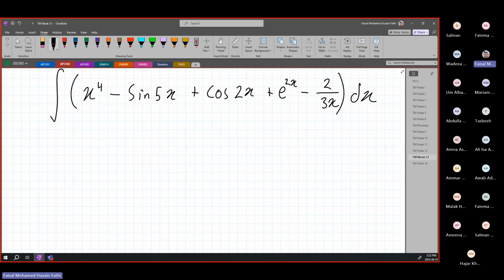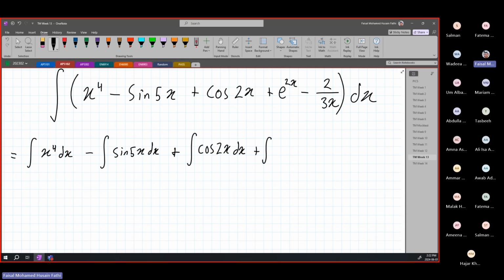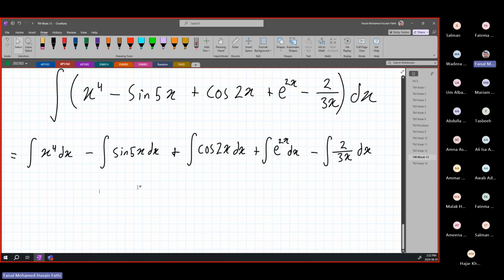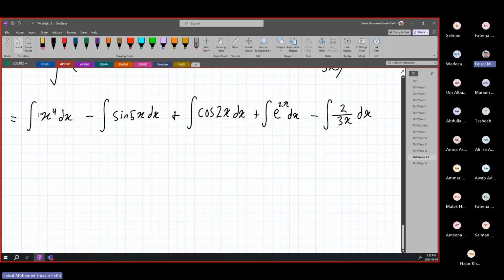So again, remember, you can separate each one and do the integration by itself. So we can do the integration of x power 4 dx minus integration of sine 5x dx, right? Plus the integration of cosine 2x dx plus the integration of e 2x dx minus the integration of 2 over 3 x dx. Okay, so the first step would always be taking out the constants if you have any.